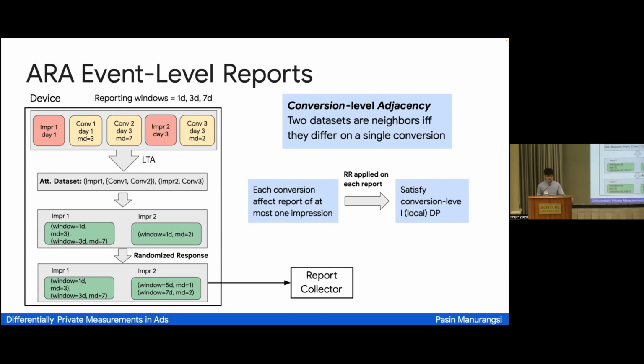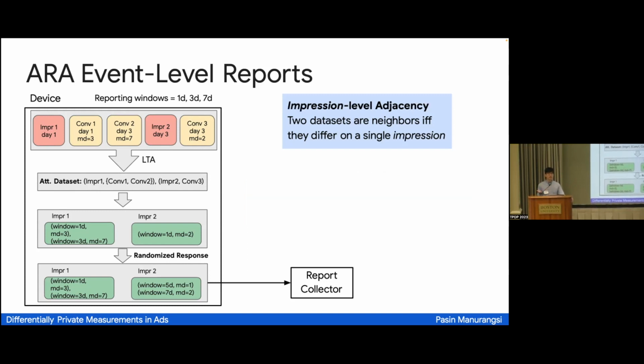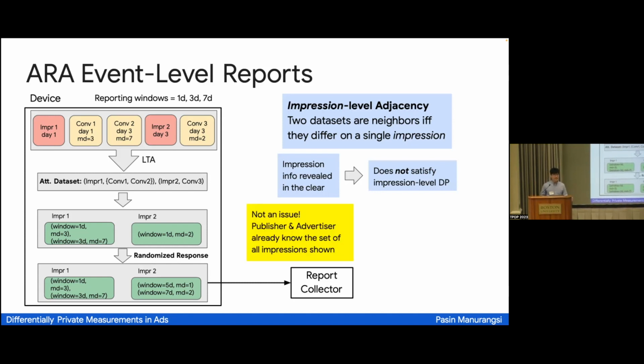So let's think about this a little bit more. What if I change from conversion to impression? What if I say that two datasets are neighbors if I can change one impression arbitrarily? If you look at this API, the impression information is revealed in the clear. We are only randomizing the metadata associated with that impression, but not the impression itself. So actually, this does not satisfy impression level DP. Is that a problem? This is where the subtlety comes in with these kinds of APIs.